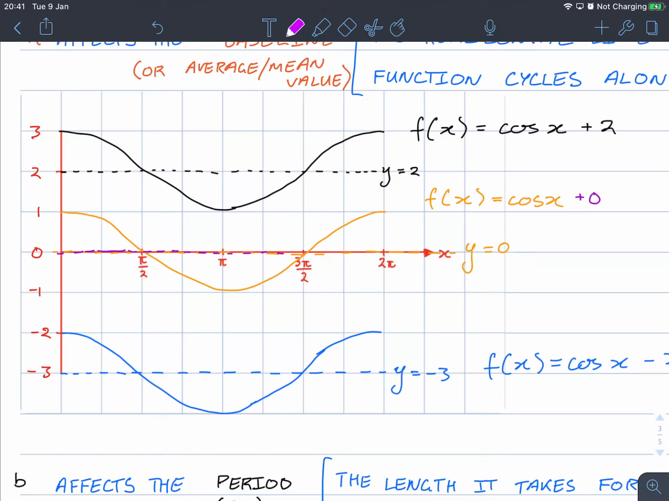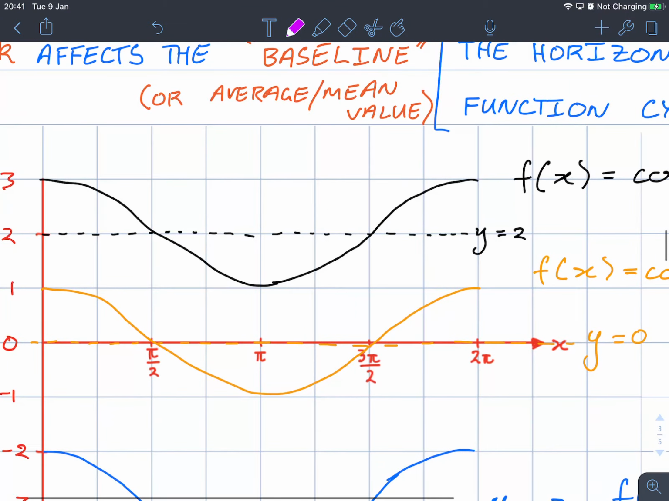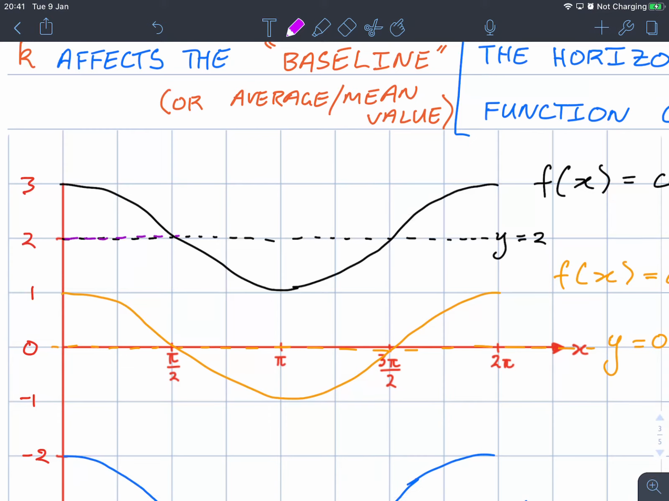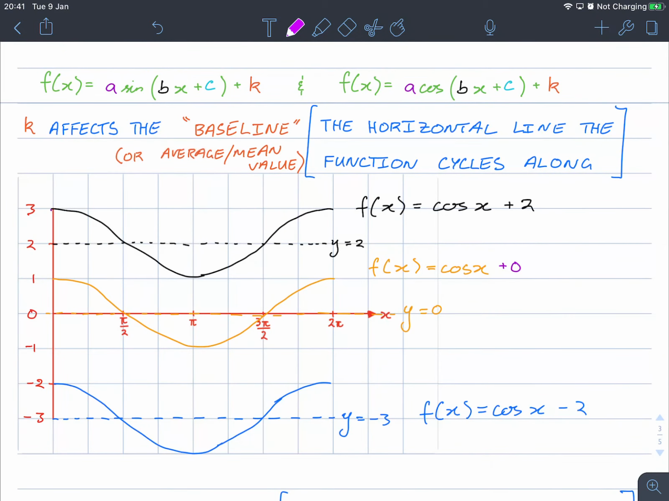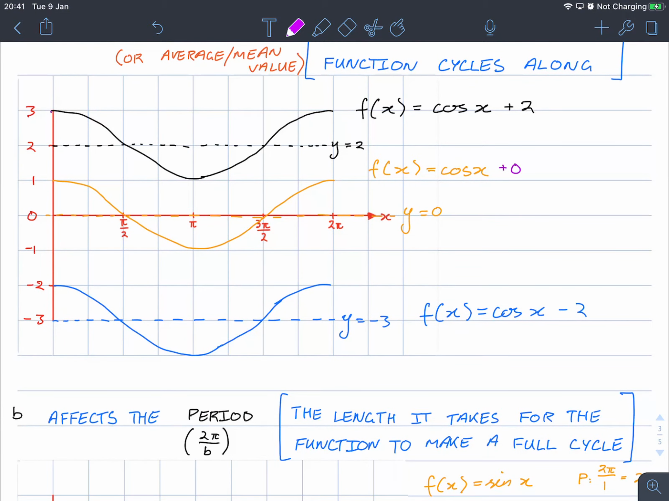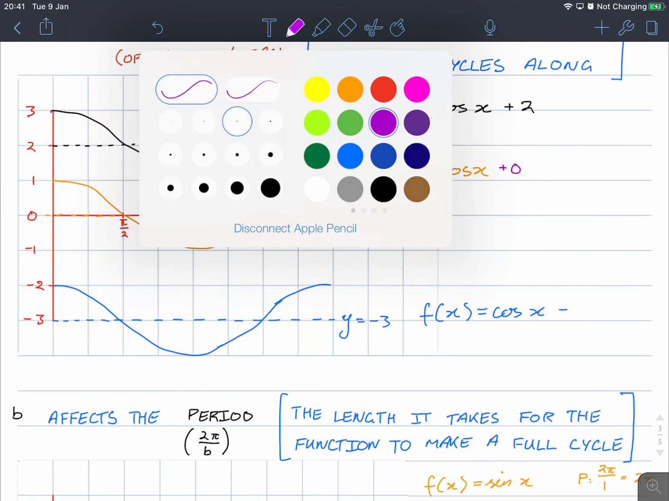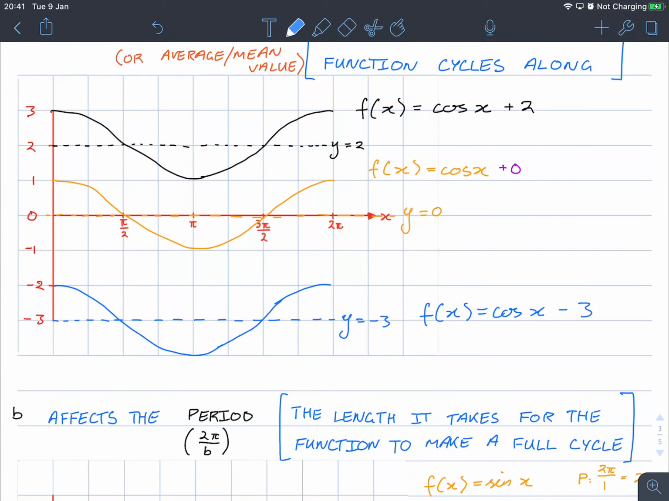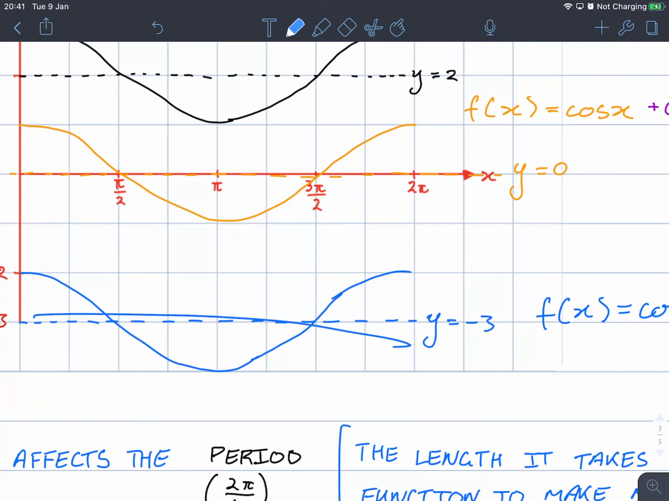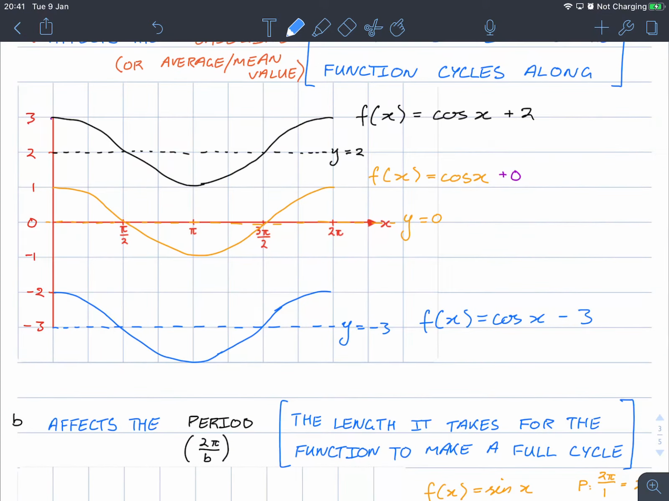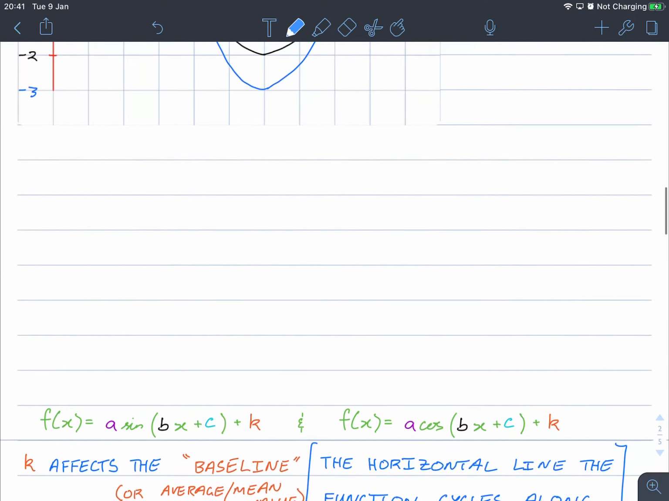Okay. Now if we make it cos of x plus 2, well then that same baseline is the line that the function cycles up and down along. So it goes above that line, below that line, above that line, below that line, and so on. And likewise, we have f of x equals cos x minus 3, and the baseline is at y equals -3. So those two are easy enough to understand.